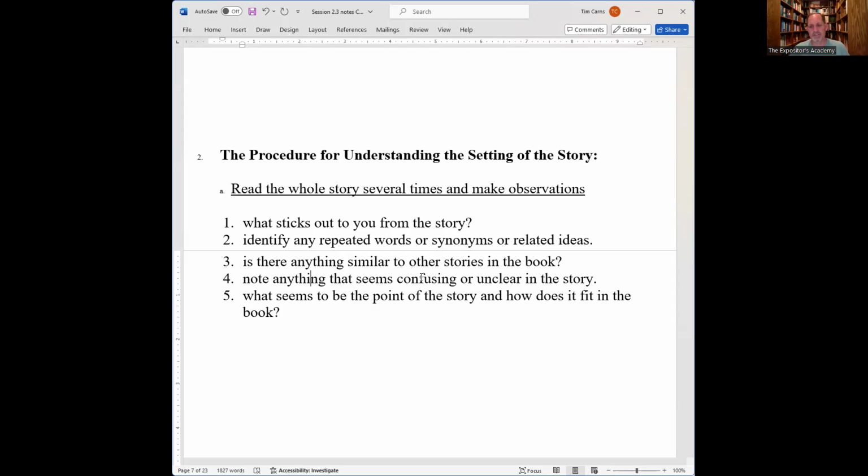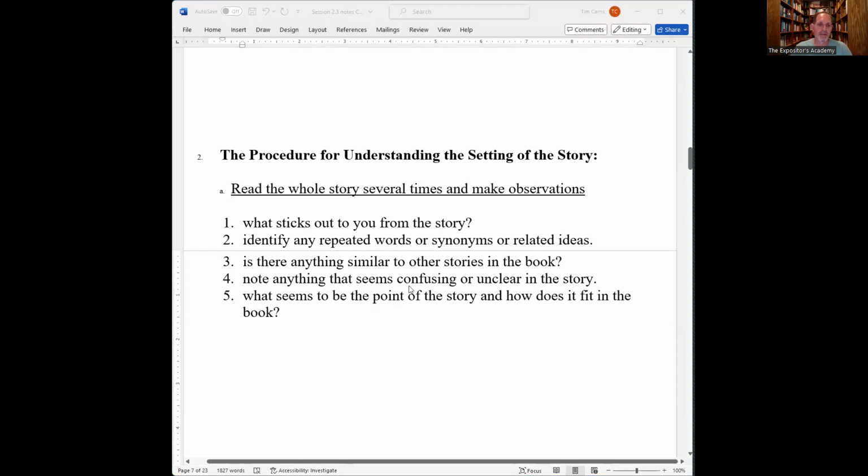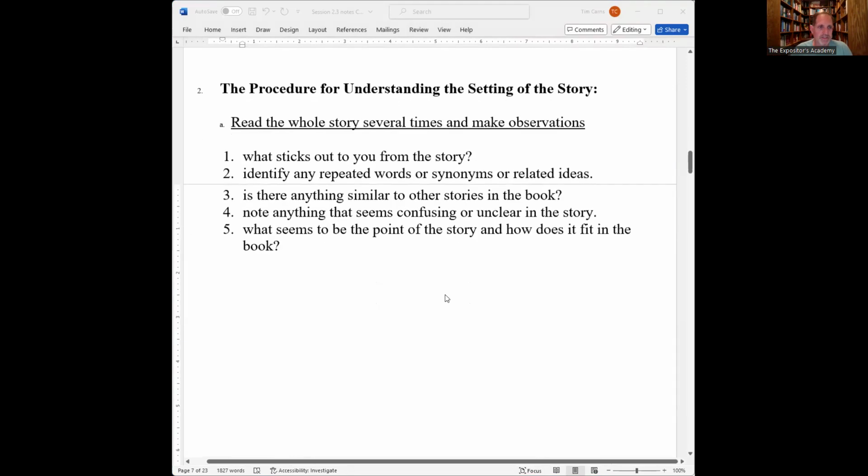That's not the point of this step. The point of this step, you'll do more of that when you do scene analysis. The point of this step is simply for you to get familiar with the passage and notice things within it, anything that sticks out to you, anything that seems interesting or important or helpful. So that's what I want you to do with this. Read the story several times and then make observations.